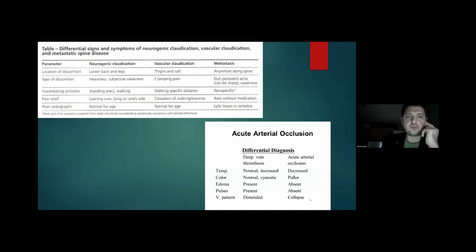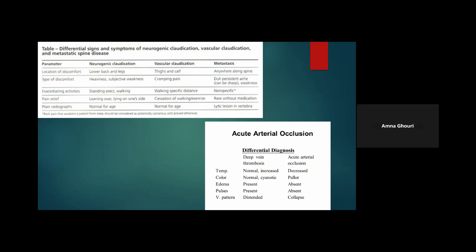It's a non-specific pain relating to activities. It's rare that there is any pain relief without medication. In plain radiographs, you can usually see lytic lesions in the vertebra. And if you are thinking of any vascular problem, it would be great to call a vascular surgeon as soon as possible. But there are also some things which can speed up the differential diagnosis.